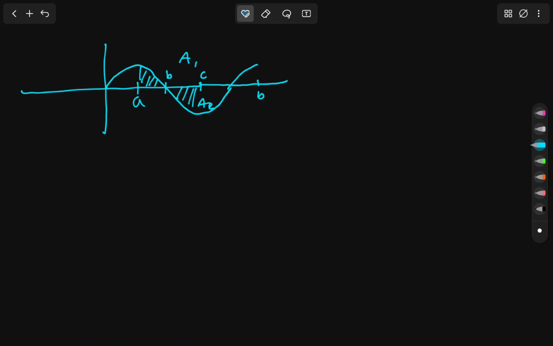So if we want the actual area, then the area of this curve is going to be this area above the curve minus this value under the curve, the area under the curve. So this is going to give us the actual area that the curve bounds with the x-axis. I hope this is kind of making sense for you.